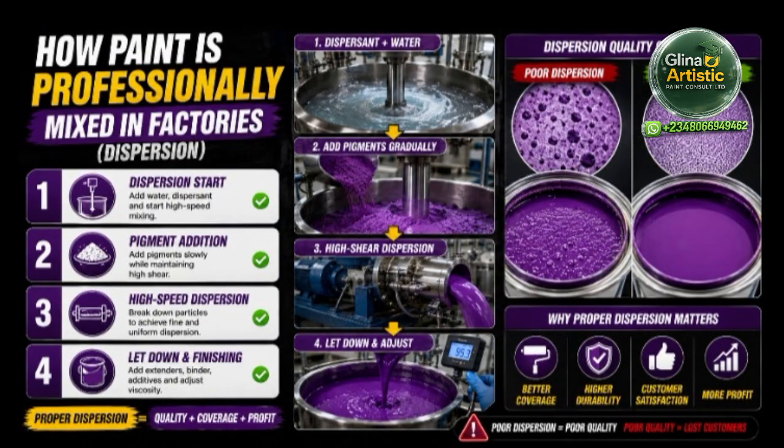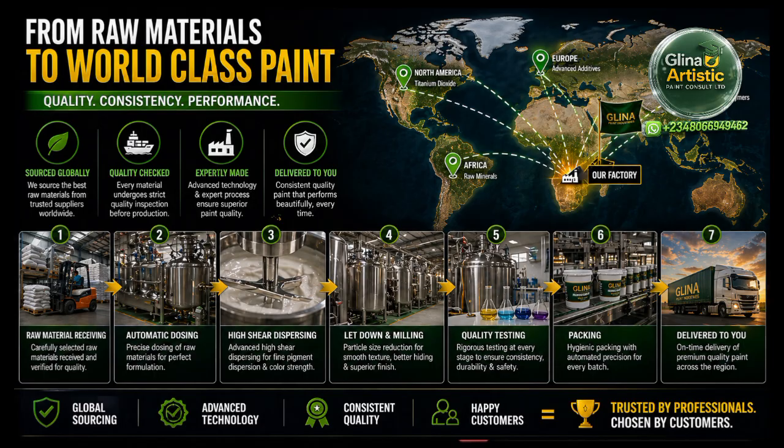Here is the professional dispersion system. Step 1, pre-mix correctly. Step 2, wet pigment properly. Step 3, use correct mixing speed. Step 4, check dispersion quality before final protection. This is not guesswork, this is a system. Follow this correctly and your paint quality changes completely.